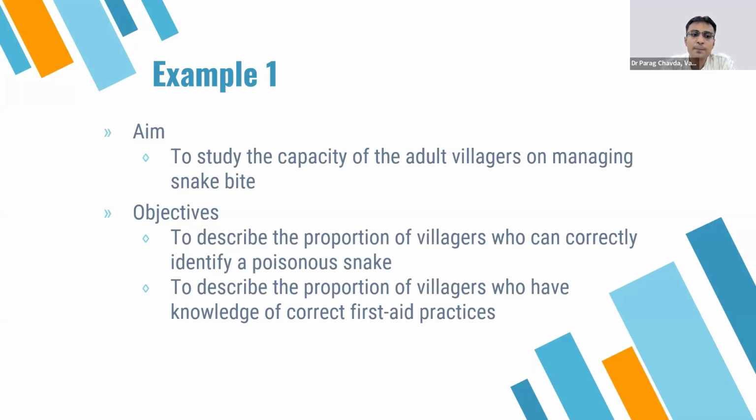for our STS proposal. So let's say, for example one, the aim is to study the capacity of adult villagers in managing snake bite, and the objectives could be to describe the proportion of villagers who can correctly identify a poisonous snake, or who can correctly differentiate between a poisonous versus non-poisonous snake, and to describe the proportion of villagers who have knowledge of correct first aid practices, right? So when we read this, we understand that it's very simple and pretty straightforward, right? That's what STS is usually expecting, that the objectives are very simple, clear, and focused. Right? Let us take another example.